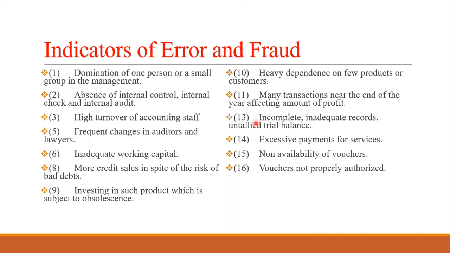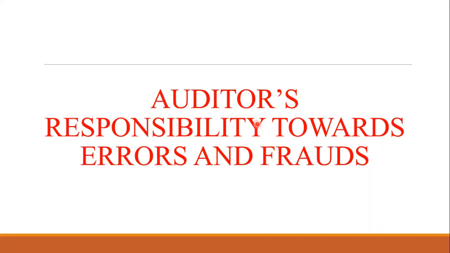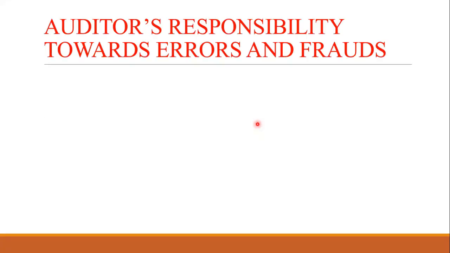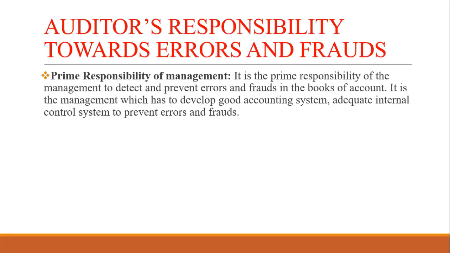I'll go ahead. The last topic under the second chapter, that was error and fraud, is: what is the auditor's responsibility towards errors and fraud? If the auditor comes across some error or any fraud, then what is the responsibility of the auditor? Number one, the prime responsibility of management. It is the prime responsibility of the management to detect and prevent errors and fraud. It is the management which has to develop a good accounting system and adequate internal control system to prevent errors and fraud. So before the auditor finds out error and fraud, the management should first find the errors and fraud. Thereafter, the auditor will see the errors and fraud.